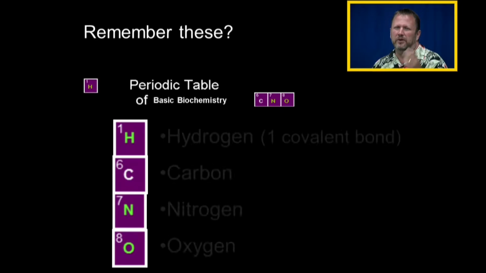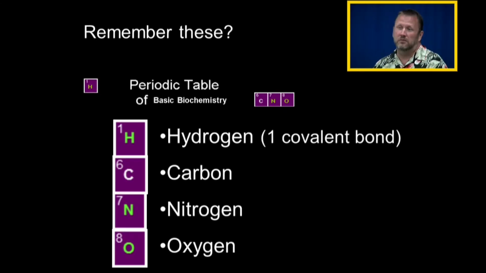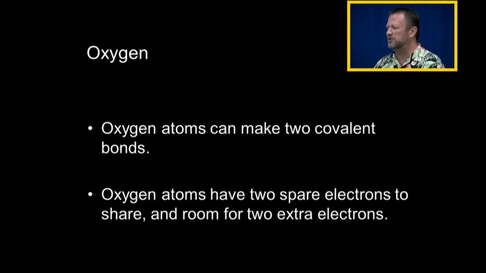Does anybody have any idea what I'm talking about? At least somebody does. Okay, we've talked about hydrogen, and it can make one covalent bond, and hopefully I've explained how that happens. Hydrogen makes one covalent bond. All right, let's talk about oxygen.